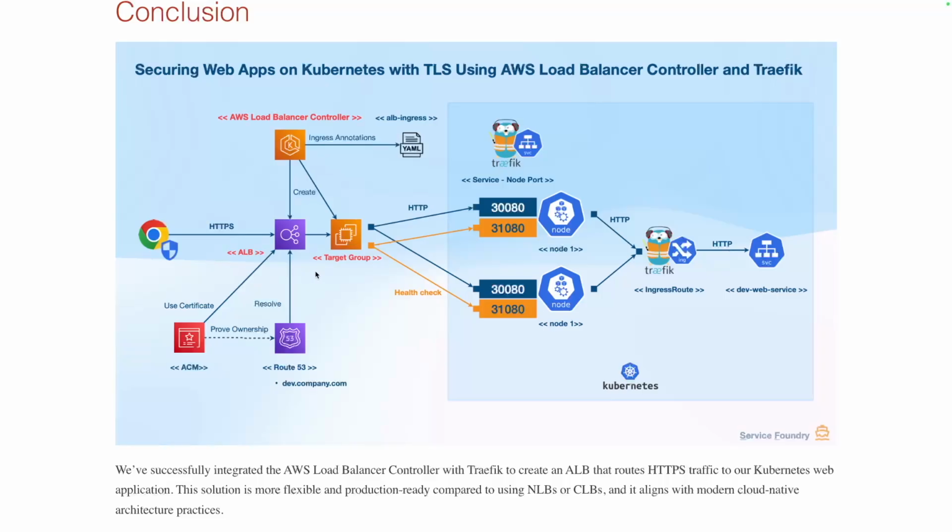This is a modern, secure, and production-ready way to expose Kubernetes web apps using ALBs and GitOps-ready Helm charts.